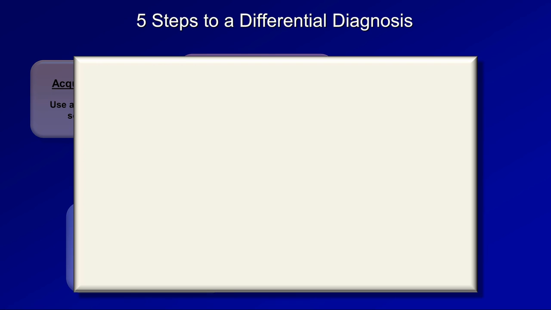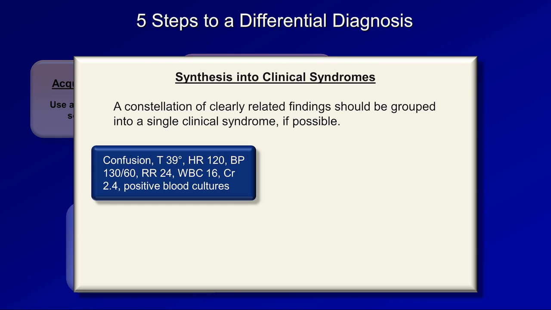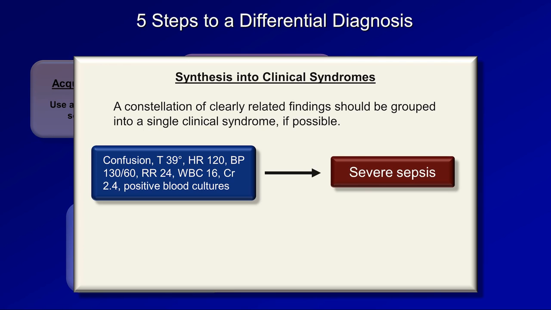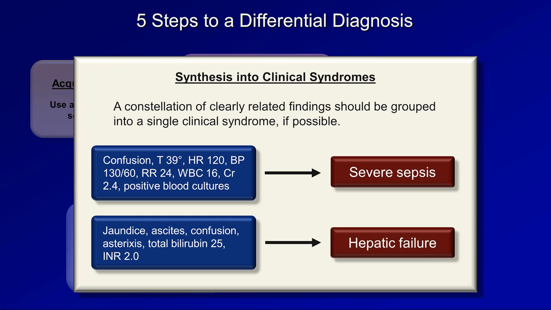Now, what about that phrase, synthesize into clinical syndromes? A short elaboration on this is that a constellation of clearly related findings should be grouped together into a single clinical syndrome if possible. For example, if a patient has confusion, a fever to 39 degrees, heart rate of 120 beats per minute, blood pressure of 130/60, respiratory rate 24, white blood cell count 16,000, creatinine of 2.4, and positive blood cultures, you can synthesize that as severe sepsis. And if another patient has jaundice, ascites, confusion, asterixis, a total bili of 25 and an INR of 2, that can be summarized as hepatic failure.